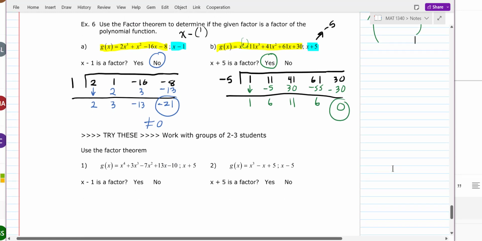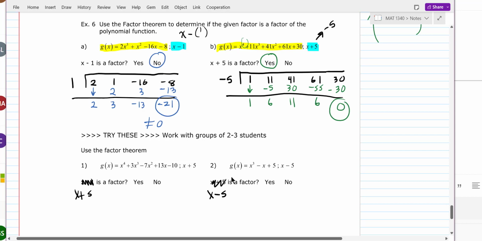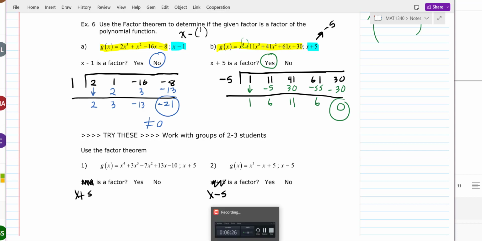So go ahead and pause the video, do these two problems, and just see whether the given factor is a factor or not. And I think I made one little mistake on typing this up. This one you're trying to check that x plus 5 is a factor. This one you're trying to check that x minus 5 is a factor. Okay, so as soon as you're ready to check your answer, resume, and I'll have my answers posted.